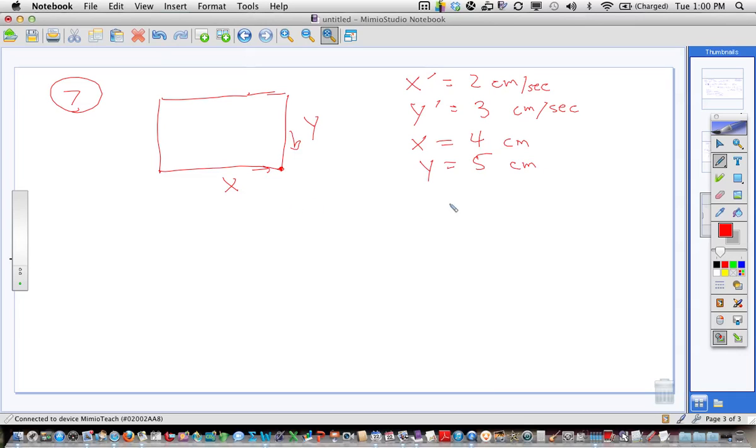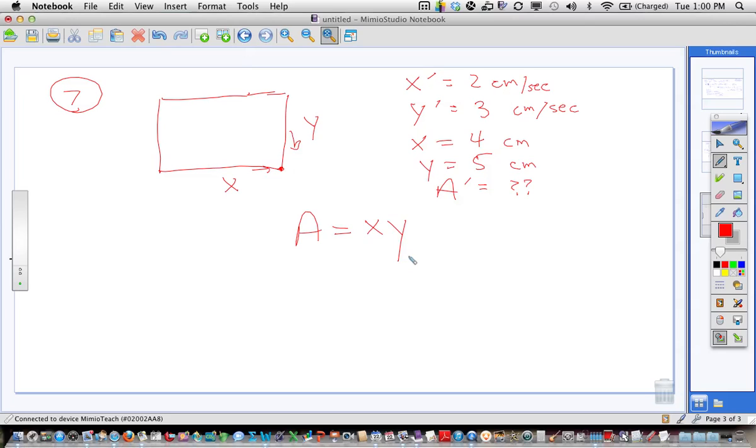All right, now I write down what they're wanting me to find, which is A prime. And so I look at my list and I say, okay, I've got A, I've got x, I've got y. I need an equation that relates A and x and y. Well, clearly that's the area equation of a rectangle. So it's A equals x times y.